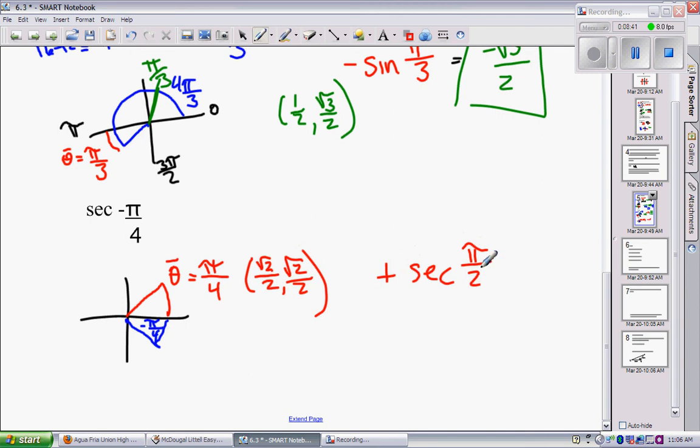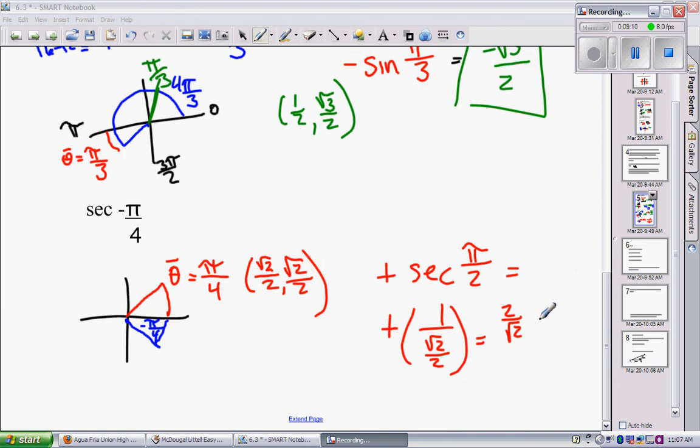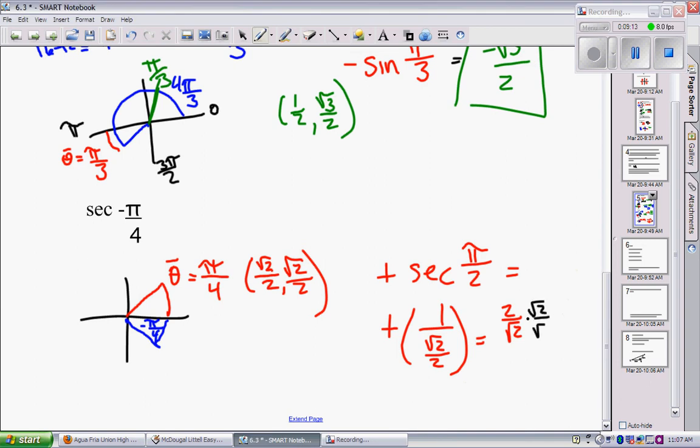Secant is 1 over the cosine. So 1 over the x value, root 2 over 2, goes to 2 over root 2, and you have to rationalize the denominator. And you get root 2.